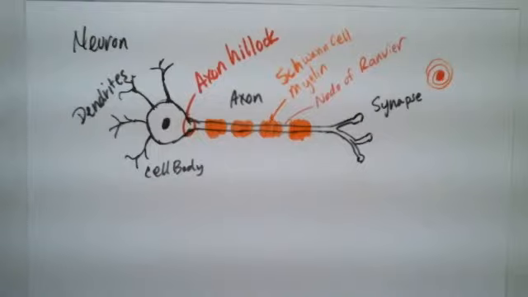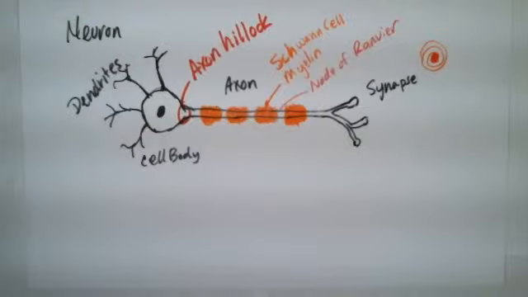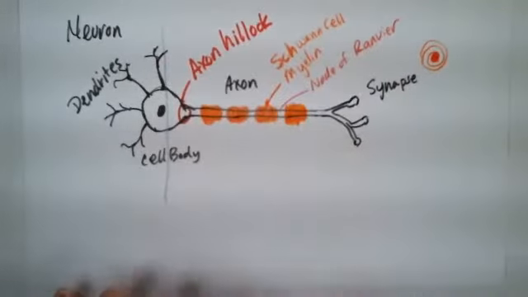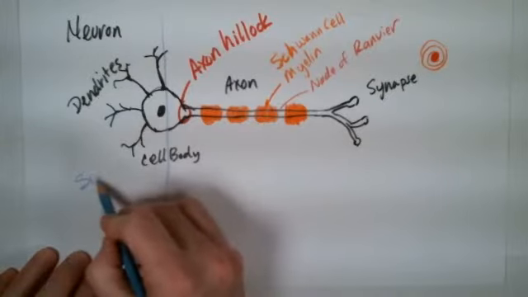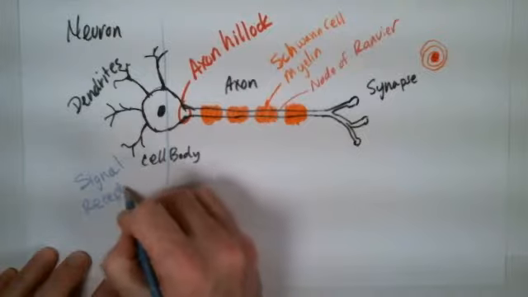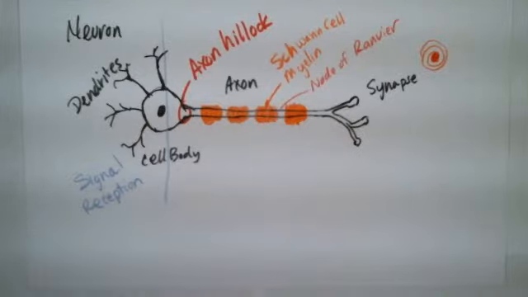Now, you can divide up this neuron into some pretty broad categories, and I'm going to do that here. I'm going to grab a light blue, maybe that'll show up pretty well. For this particular neuron, this area right here is the signal reception area. There's a direction to a neuron. This is the signal reception area.